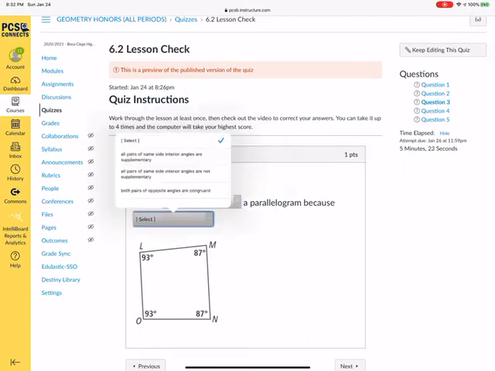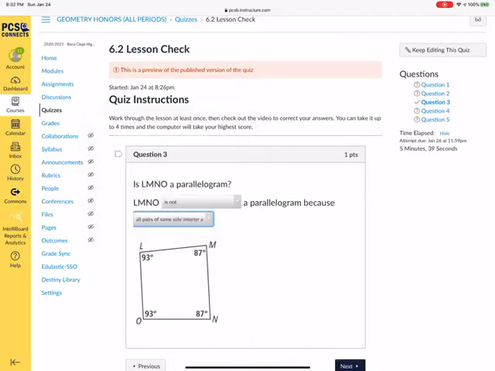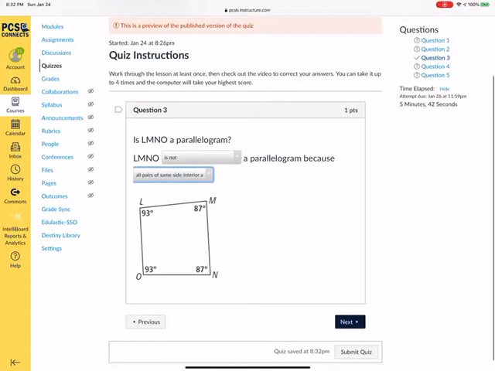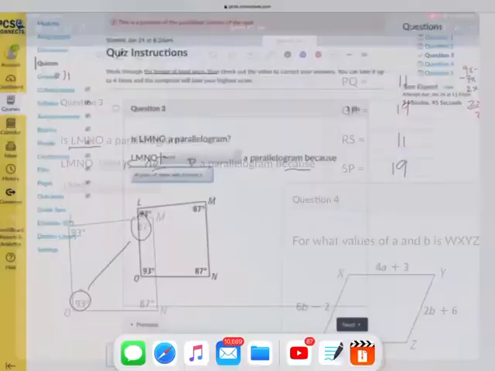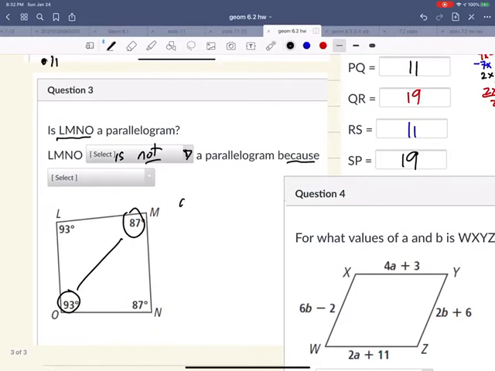Yeah, it's not a parallelogram because both pairs of opposite angles are congruent because all pairs of same side interior. Oh, that'd be another reason. All pairs of same side interior angles are not supplementary. Okay, so all pairs of same side interior angles are not supplementary. So that's why it can't be a parallelogram.